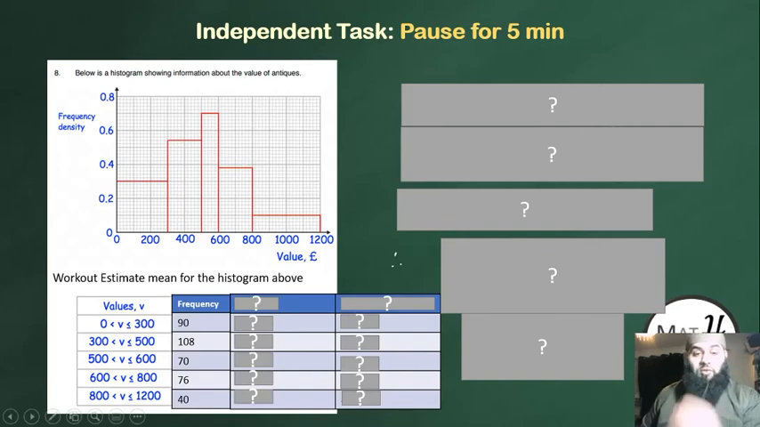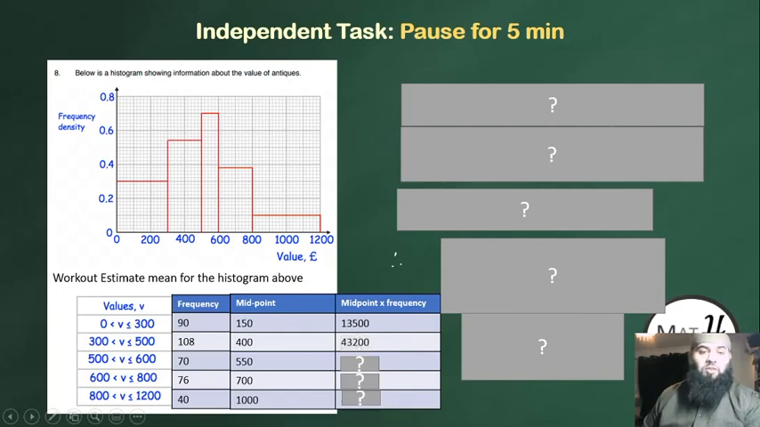Once we find the frequency, we have to find the midpoints. So the midpoint is the midpoint between these two values. So that's going to be 150, 400, 550, 700, and 1000. In the last column, we have to do midpoint times frequency. So the midpoints times the frequency.